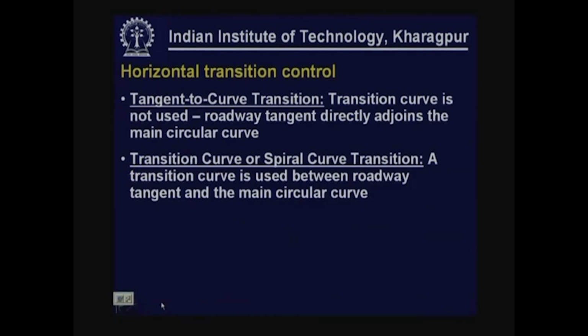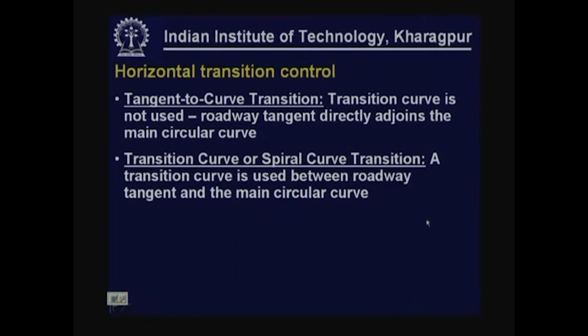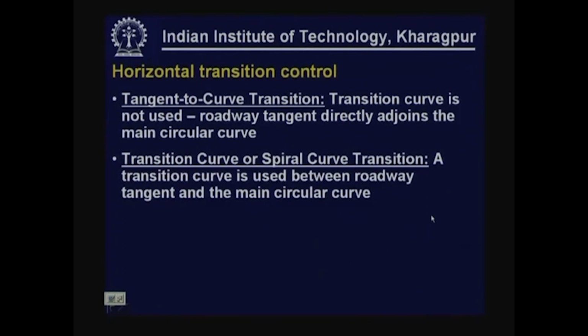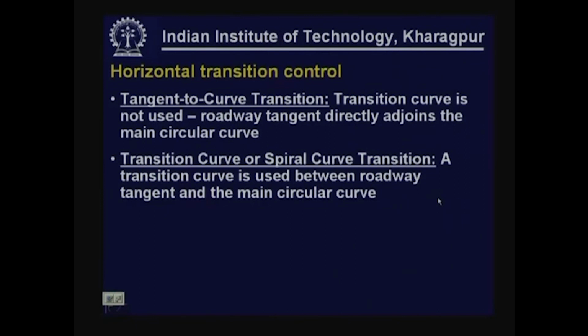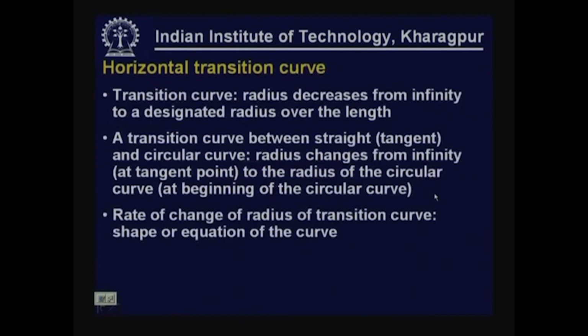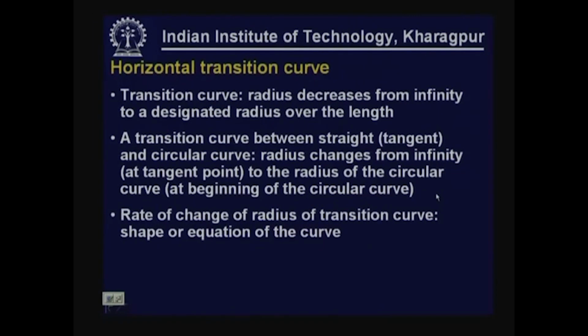We shall now talk about basically the transition curve or spiral curve transition. Most of our discussions will be around that. Now, what is a transition curve? You know that for a horizontal circular curve, the radius is fixed at any point on the curve. For the tangent portion also the radius is fixed, and this radius is infinity.